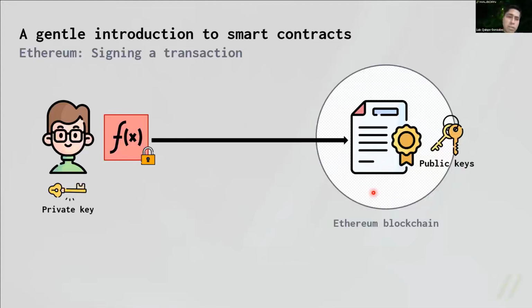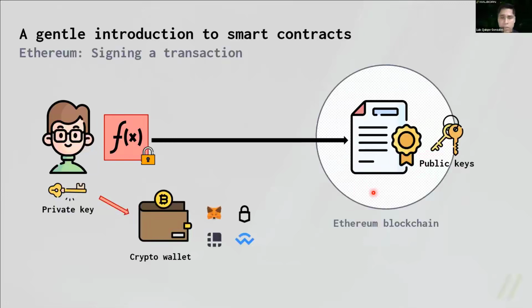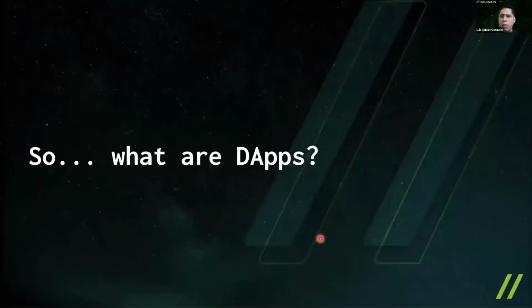In day-to-day operation, you don't sign the transaction manually. There is a tool, in this case a crypto wallet, that you use to store and manage the different keys you can have. There are many examples. We have MetaMask, Trezor, etc. For example, MetaMask, which is here, can be used like a plugin in the browser. Very easy. So, what are decentralized applications or DApps?